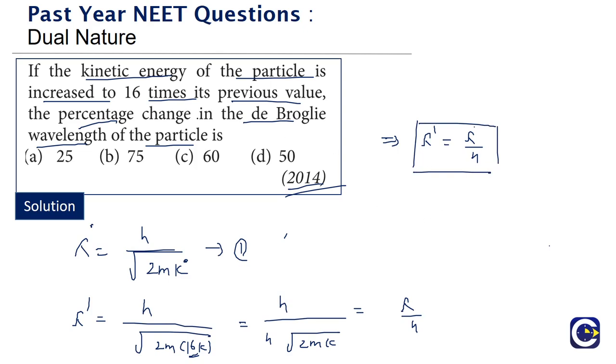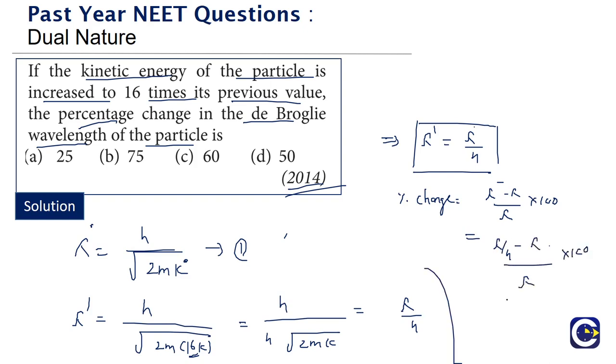Now they are asking what is the percentage change in the de Broglie wavelength. What is the formula for the percentage change? Remember, always: final value minus initial value, divided by initial value, into 100. That will give us the percentage change. The final value is lambda by 4, minus the initial value, lambda, divided by lambda, into 100. So what will we have? Minus 3 lambda by 4 is the numerator, divided by lambda, into 100. The lambda gets cancelled, and minus 75 is coming.